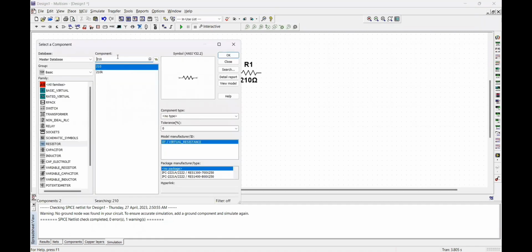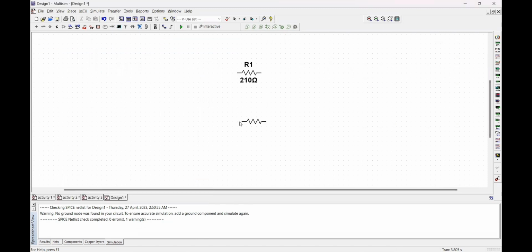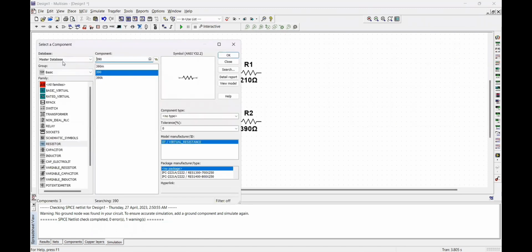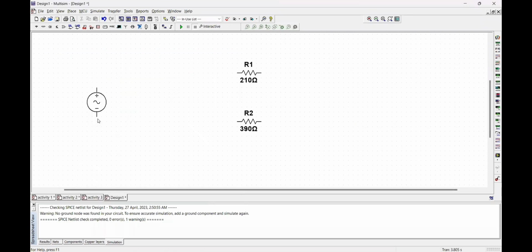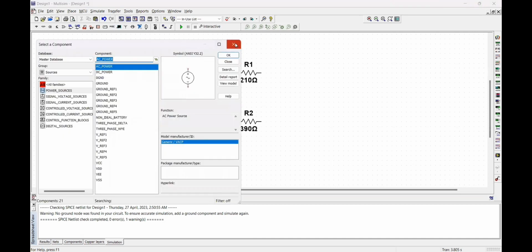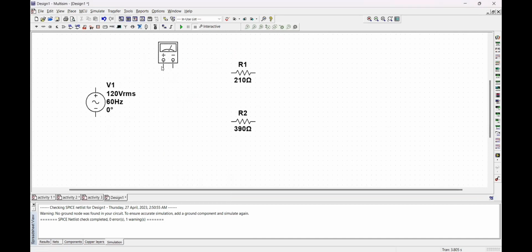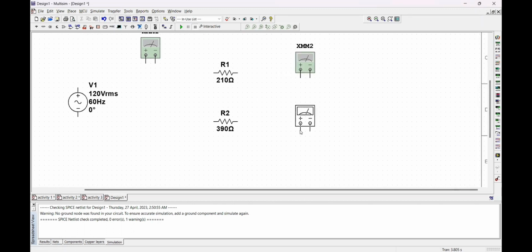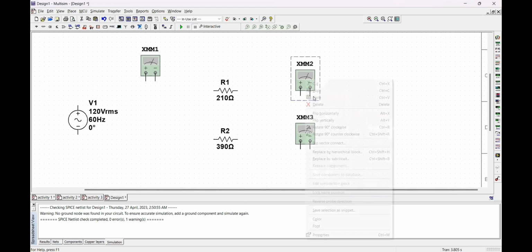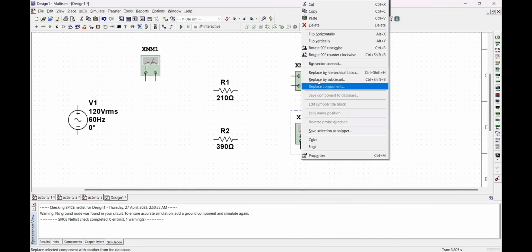So we choose the first resistor, which is 210 ohms, and the second one is 390 ohm. We choose the source, which is the AC power source, and then we choose multimeter. We have to use 3 multimeters, 2 for voltmeter and 1 for ammeter.